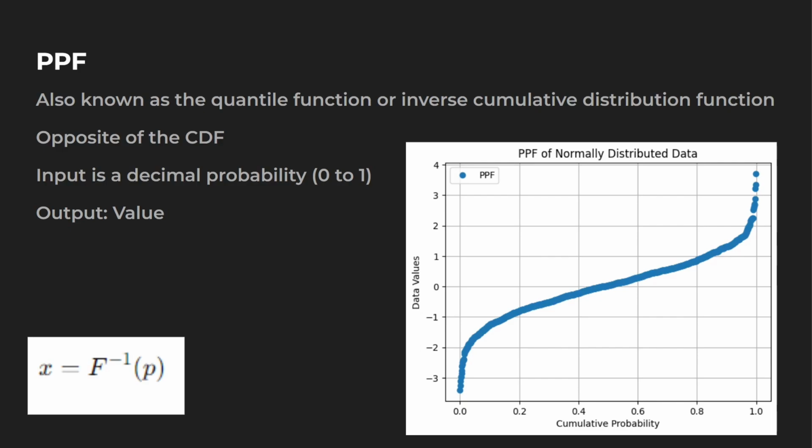You will see this represented as the quantile function or the inverse cumulative distribution function. And well, that's because it's the opposite of the CDF, which I've already covered in another video. Our CDF essentially has an input of a value and then you get the decimal probability. Well, with our PPF, you input a decimal probability and then you get the output of a value, which is literally the same thing as what you do with your quantile function.